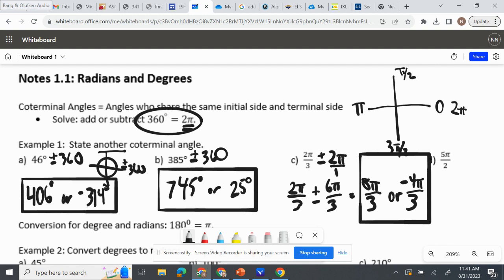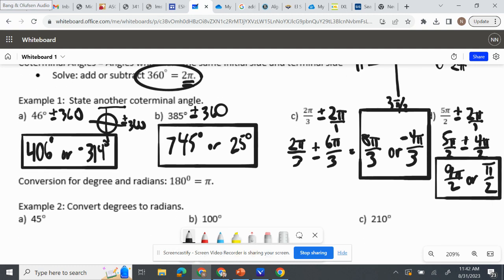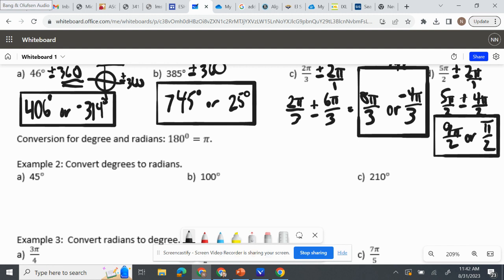In the same way with letter D, we're going to add or subtract 2 pi. We find the common denominator, so that would be 5 pi over 2 plus or minus 4 pi over 2. If we add, we get 9 pi over 2. If we subtract, we get pi over 2. Those would be two coterminal angles. Obviously, there are more coterminal angles, but those are the two basic ones where we add or subtract. In the first example, we could add or subtract 720 because that's going around twice, and similarly in other situations.